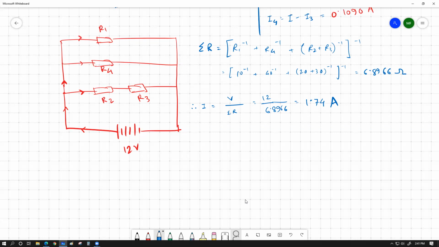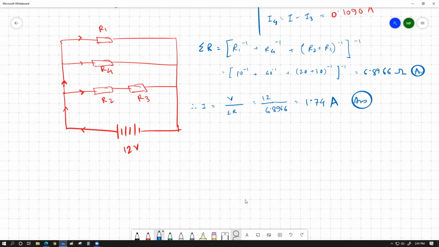So I'm going to write 1.74. One thing to follow on: in this case, you should see that this 12 volt is applicable across the whole parallel branch, which means each parallel branch is going to get the same voltage as the supply. This is actually one of my answers, and this is also one of my answers.